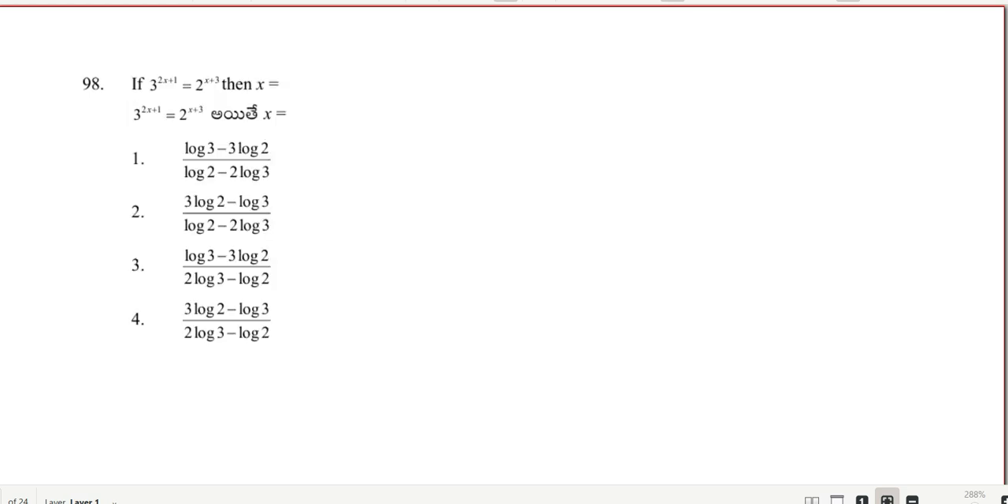If 3 to the power of 2x plus 1 is equal to 2 to the power of x plus 3, then the value of x we are asked to find out. We have given that 3 to the power of 2x plus 1 equals 2 to the power of x plus 3. Now I'm going to apply the log on both sides. So this can be written as log 3 to the power of 2x plus 1 equals log 2 to the power of x plus 3.